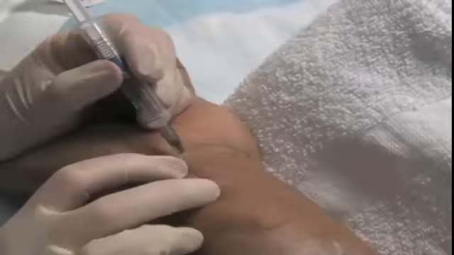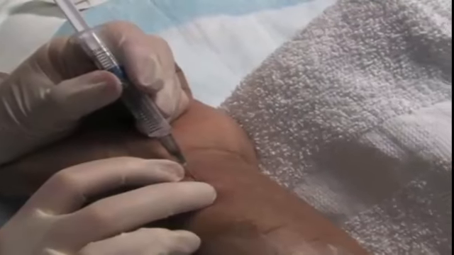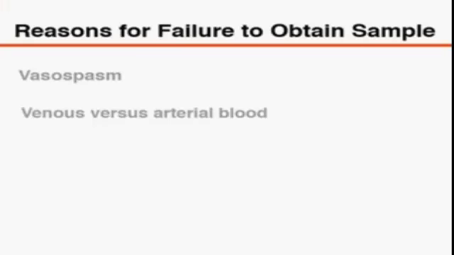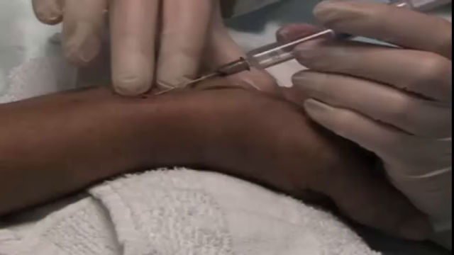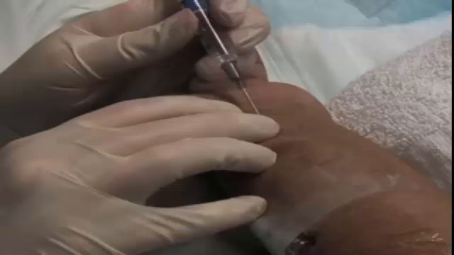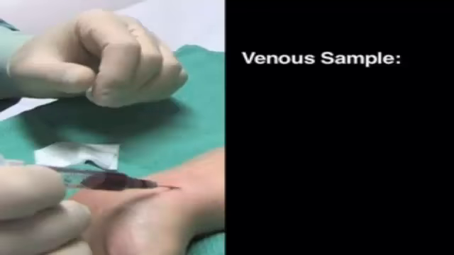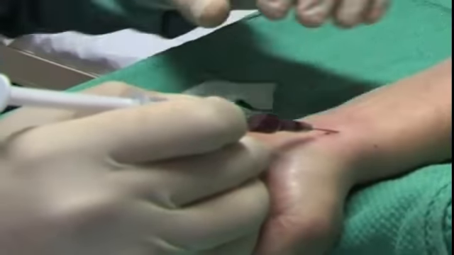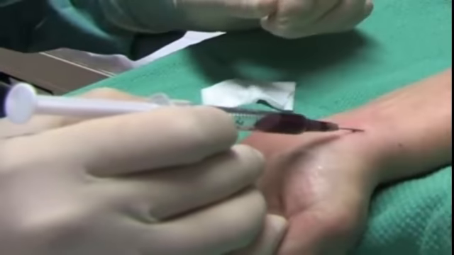The most common technical difficulty associated with radial arterial puncture for arterial blood gas analysis is failure to obtain a blood sample because of vasospasm, or obtaining venous instead of arterial blood. If vasospasm is suspected, abort the procedure and reattempt it on the other wrist. A blood sample is likely to be venous if it is non-pulsatile and dark in color and it flows slowly. It should be noted, however, that very deoxygenated blood in a patient with hypoxemia could also appear dark, even though it is arterial.